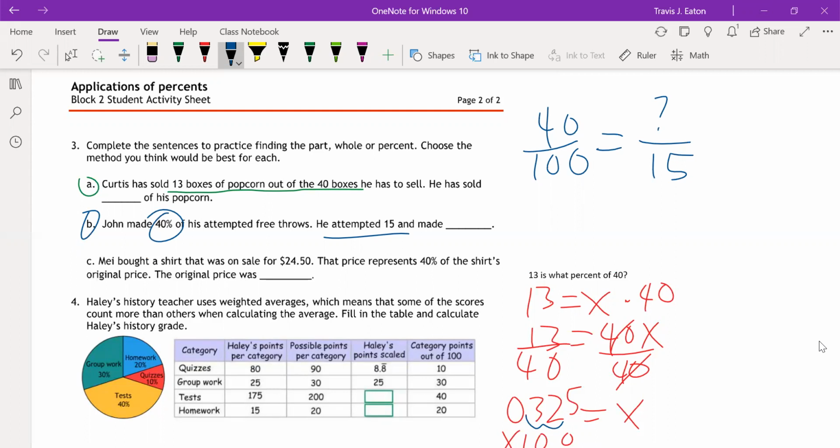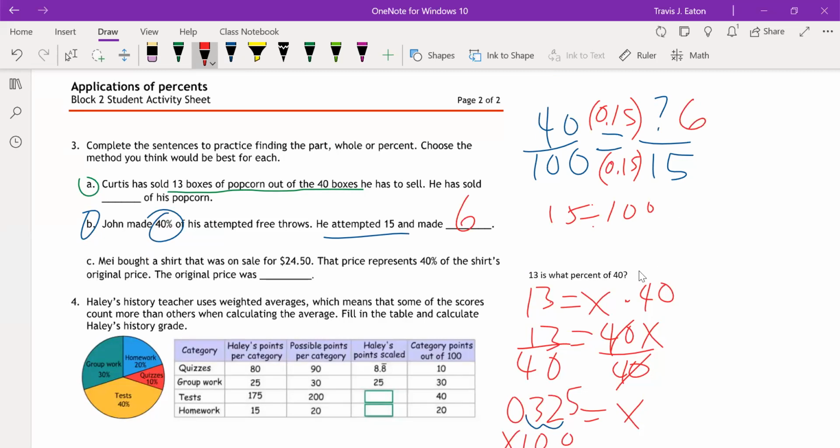All right. So we need to take a look at how we get from 100 to 15. So we divide 15 by 100, and when we do that, we get 0.15. And 40 times 0.15 is 6. So yes, I see that answer in the chat. 6. He made 6 of his free throws.